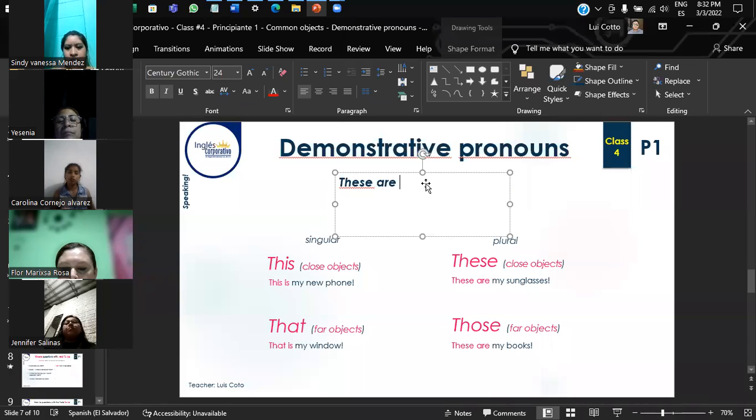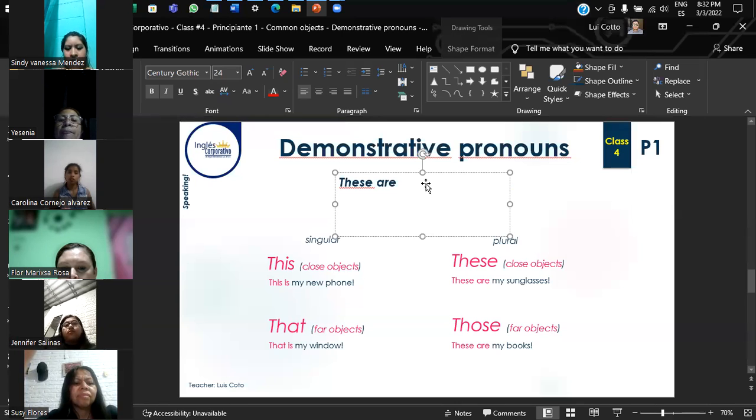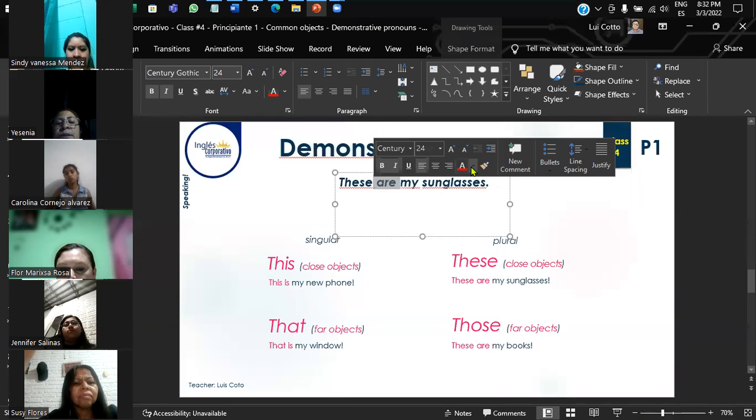These are. Is plural. Okay. Glasses. 1, 2. Yes, 1, 2. That's why it's plural. These are my sunglasses. Okay. This is in plural. Verb to be in plural.